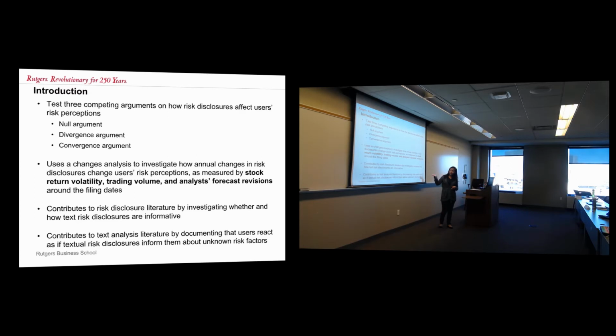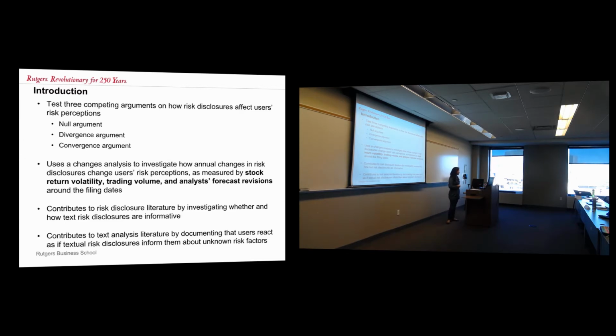And then for the convergence argument, the way that I understand it is that in this scenario, the risk disclosures are still informative, but they're essentially clarifying what investors already knew, what users already knew. So this is where we would expect to see a negative relationship, where we have more risk disclosures, but we have less volatility in return or less trading volume.